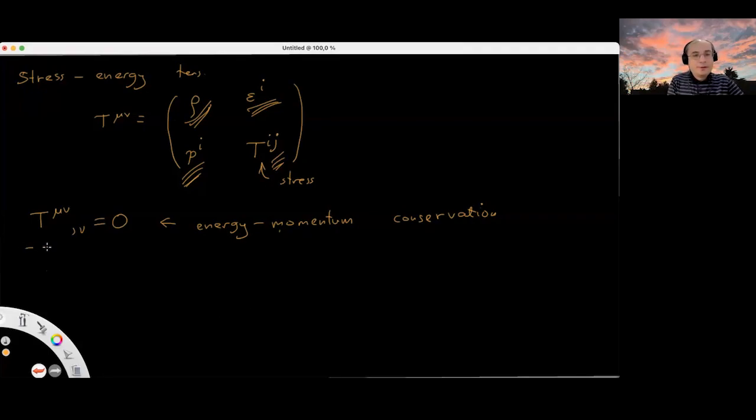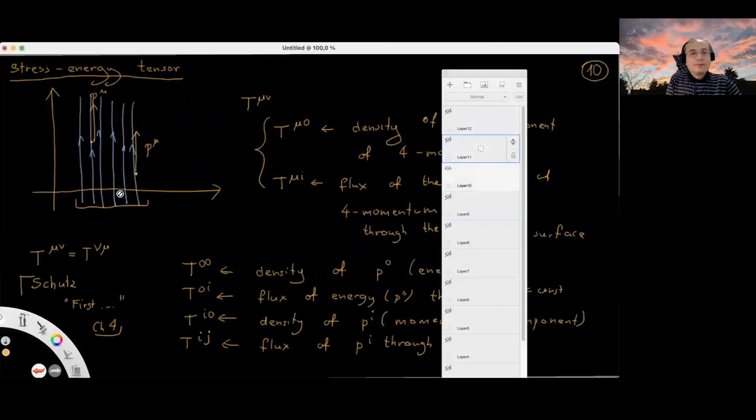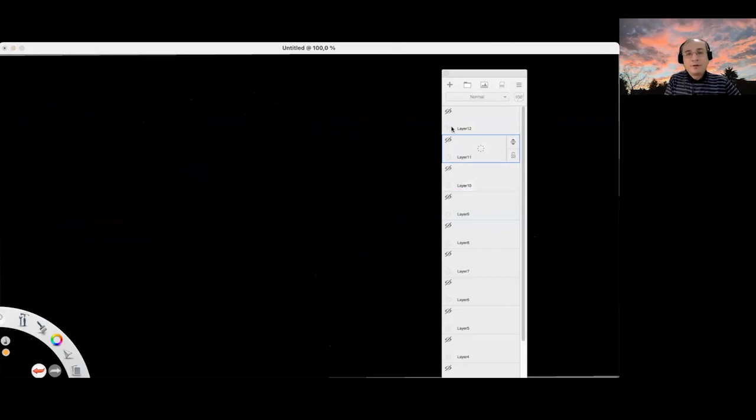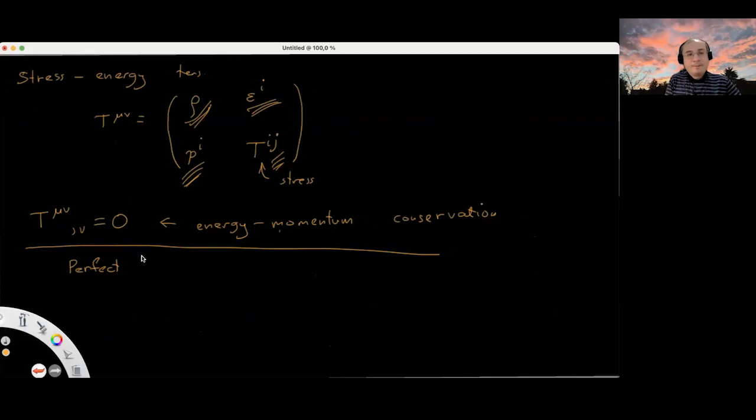Okay, one more thing. For perfect fluids, so the type of matter we have discussed on the previous blackboard, the dust is a very particular type of matter. It's fairly useful in cosmology because it turns out that the dark matter seems to be pretty much well approximated by this type of non-interacting particle. However, in more general situations, the matter has a bit more complicated form.